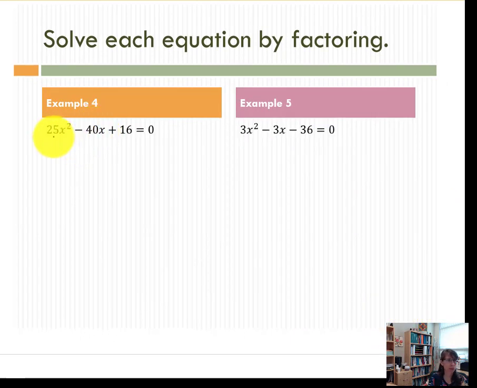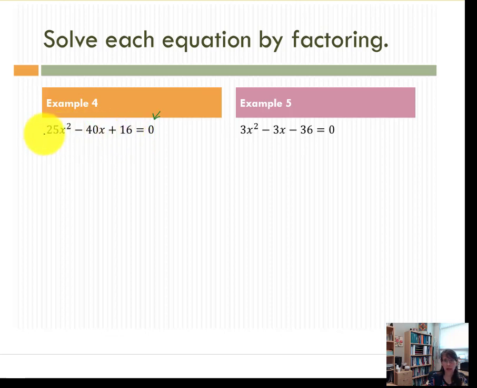In example 4, we have 25x squared minus 40x plus 16 equals 0. So it looks great that it's already set to 0. We have our highest to lowest power. So our equation is in the standard form. With the coefficients 25, 40, and 16, it does not look like they have a common factor. X is not in every term, so there's no common factor that's a variable either.